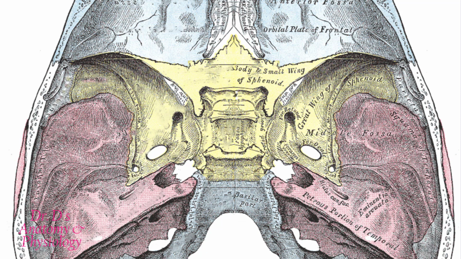bone in yellow. The sphenoid bone articulates with every other bone in the skull. So it articulates with the frontal bone, the ethmoid bone, the two parietal bones, the two temporal bones, and also with the occipital bone. So it is essentially wedged in between all the other bones of the cranium. Hence, it is referred to as the wedge-like bone, the sphenoid.